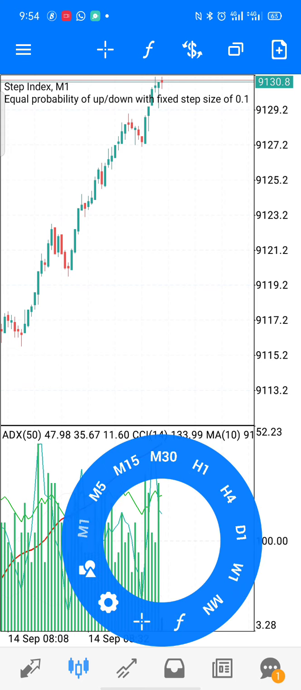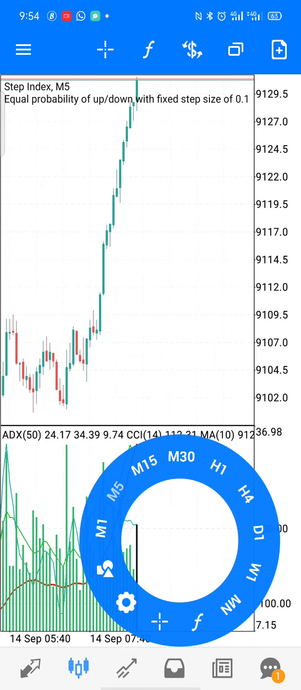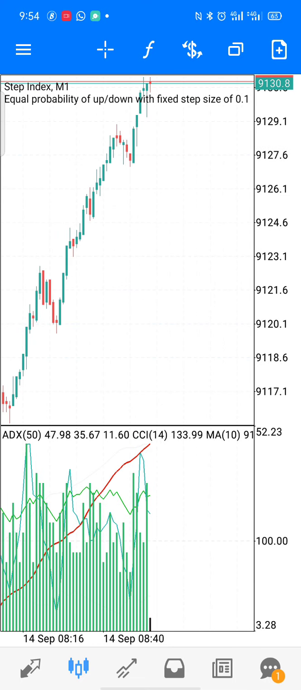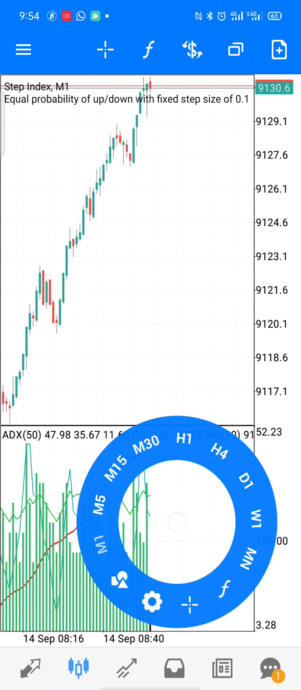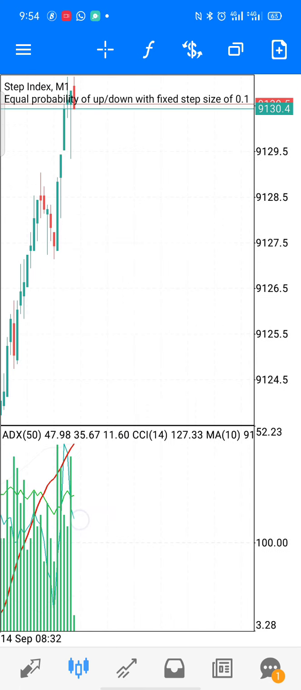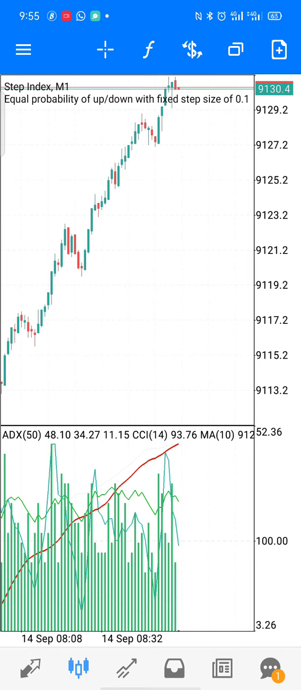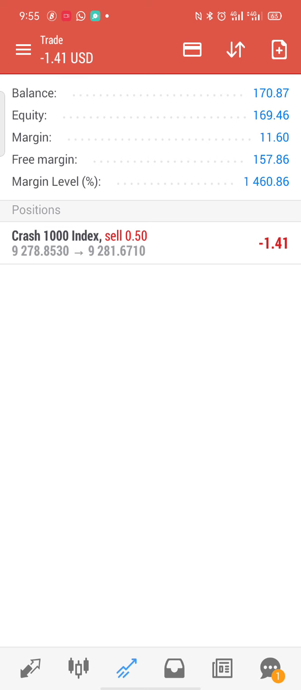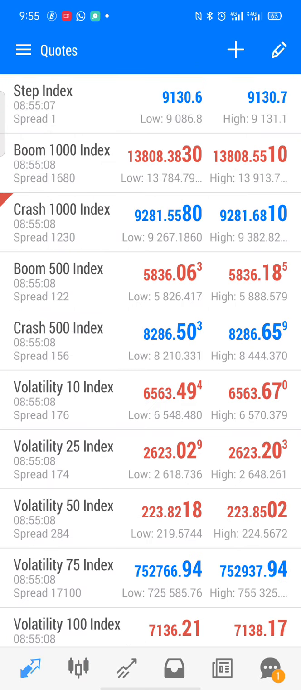Seeing the kind of candles it's showing me right now, it's a sign that a reversal will soon occur on Step Index. So I just need to be very careful scalping. You don't need to keep your loss for long.